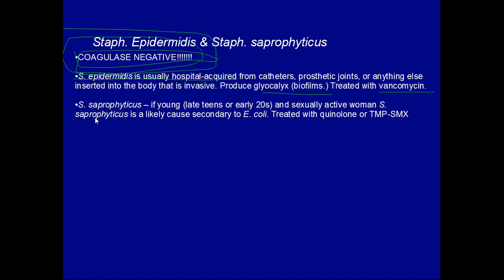Saprophyticus is a different type of staph organism, and you suspect it if you see a young sexually active female coming in with a UTI. In this case, with young sexually active females, it's the second most common cause of a UTI, so you always have to consider this an option. The most likely cause, by the way, is E. coli. Treat this with a fluoroquinolone or Bactrim.